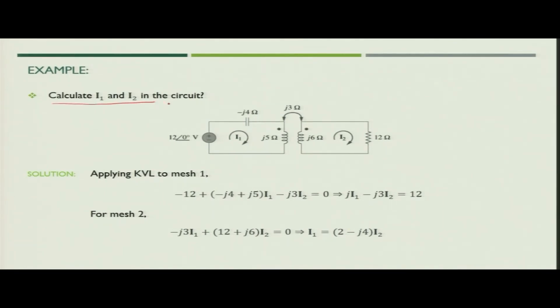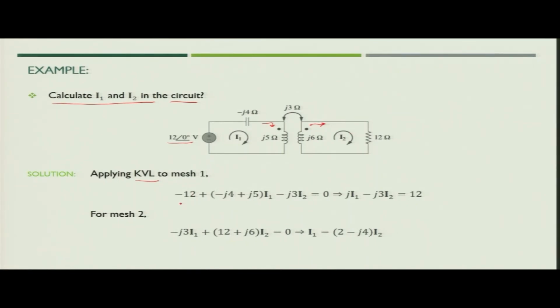Now, let us take one example to calculate the value of I1 and I2 in the circuit. In this case we have applied a voltage of 12 volt angle 0, and in the second coil we have applied 12 ohm as a resistance. We will again use KVL. Since in this case also I1 is going inside the dot and I2 is coming outside the dot, your polarity for the mutual voltage would be negative. So, we will write minus j3 into I2 for the first coil and minus j3 into I1 for the second coil.